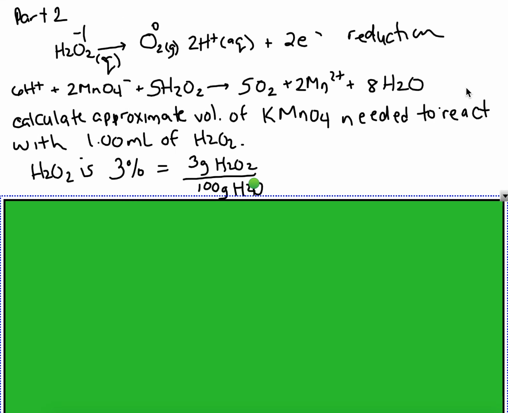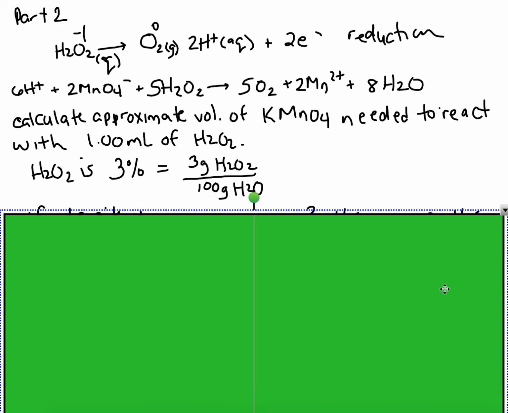Hydrogen peroxide is 3%, so they say. A percent, we should know from our 5th grade math, is a part over a total. So the 3% means 3 grams of hydrogen peroxide in 100 grams of water. That doesn't really help us because we need to be in milliliters, right?